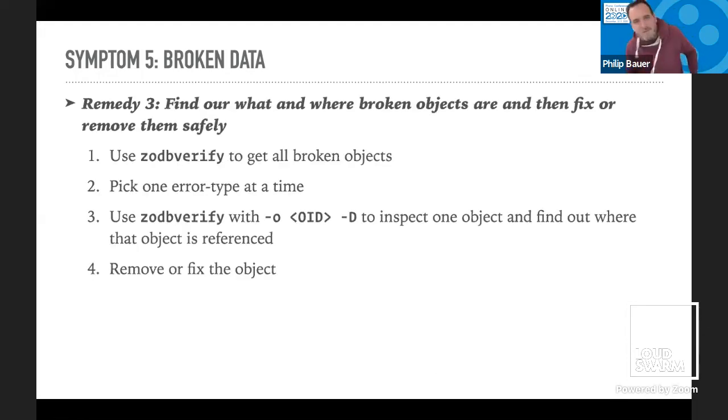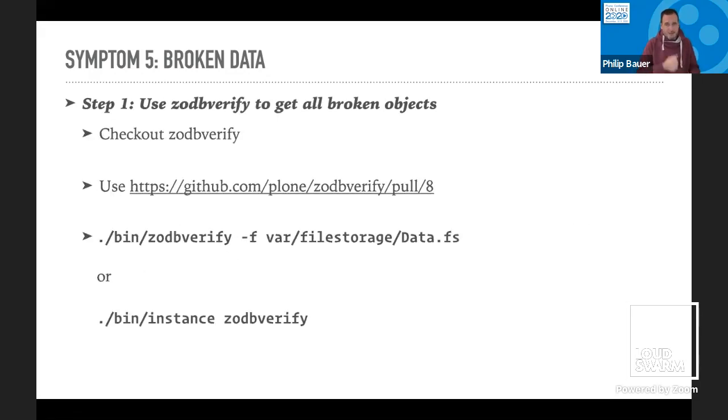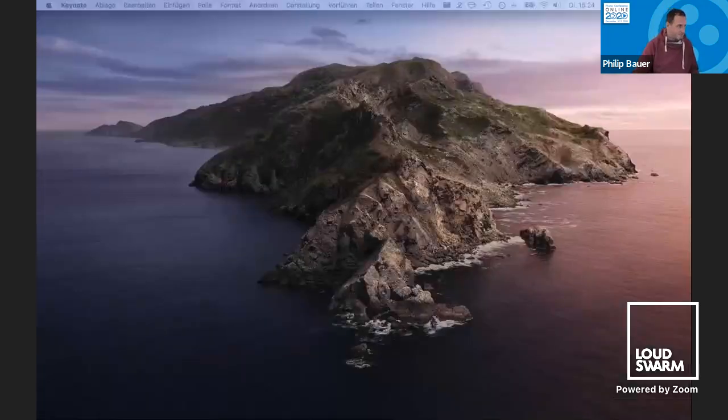So the important one: finding out what and where broken objects are, and then fixing them. You should use zodbverify to find out everything that is actually broken. Pick one at a time. Don't do all of them at the same time. And then use zodbverify to inspect these objects one by one, find out where each is, and then remove or fix it. And so number one, I'll do a live demo.